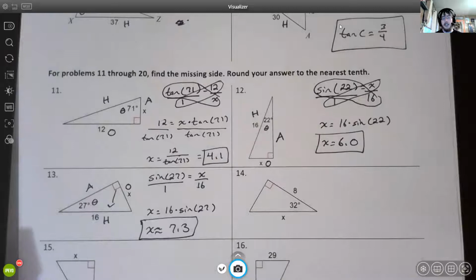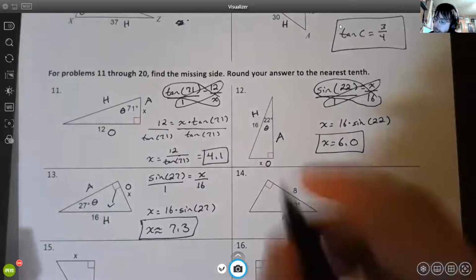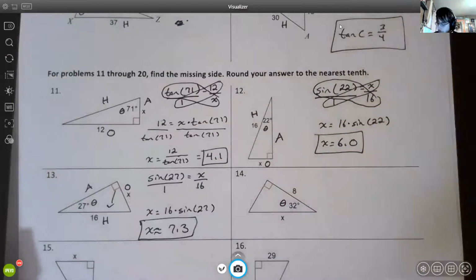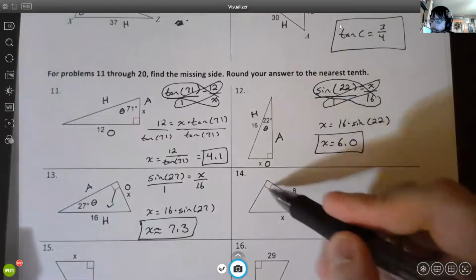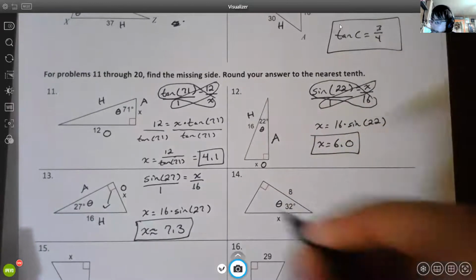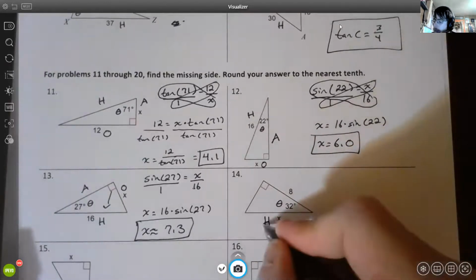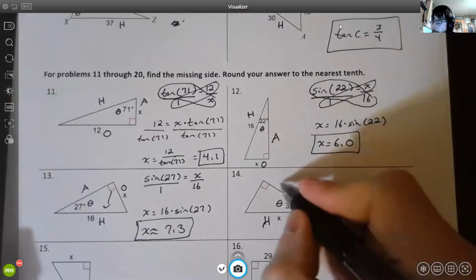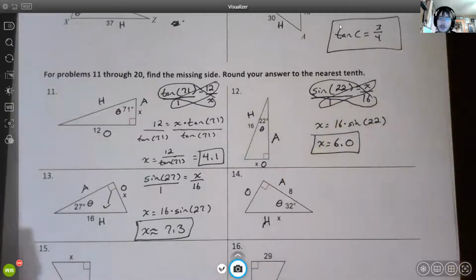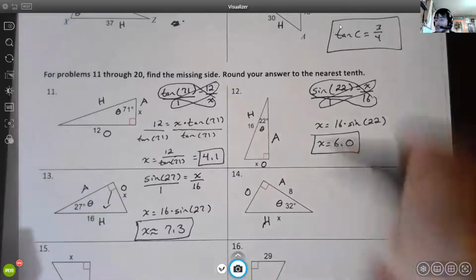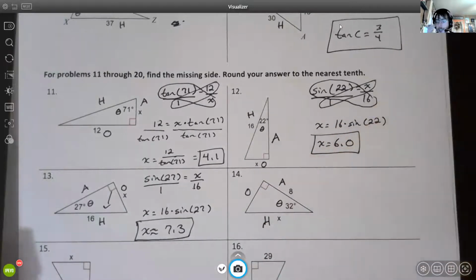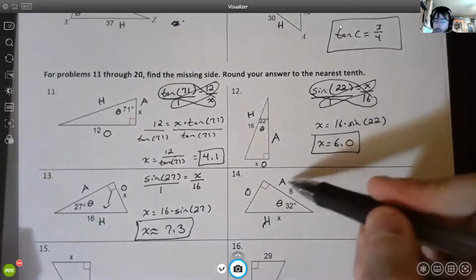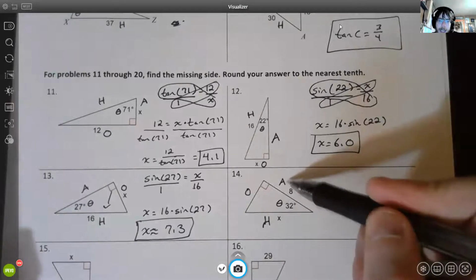Number 14, theta is equal to 32 degrees. Then we want to find our O, H, and A. So our hypotenuse is opposite the right angle, so it is X. Our 8 is touching theta, so it is adjacent, so our blank side is opposite. So we have our adjacent side. We want to find our hypotenuse. So we are going to use the trig function that deals with A and H.